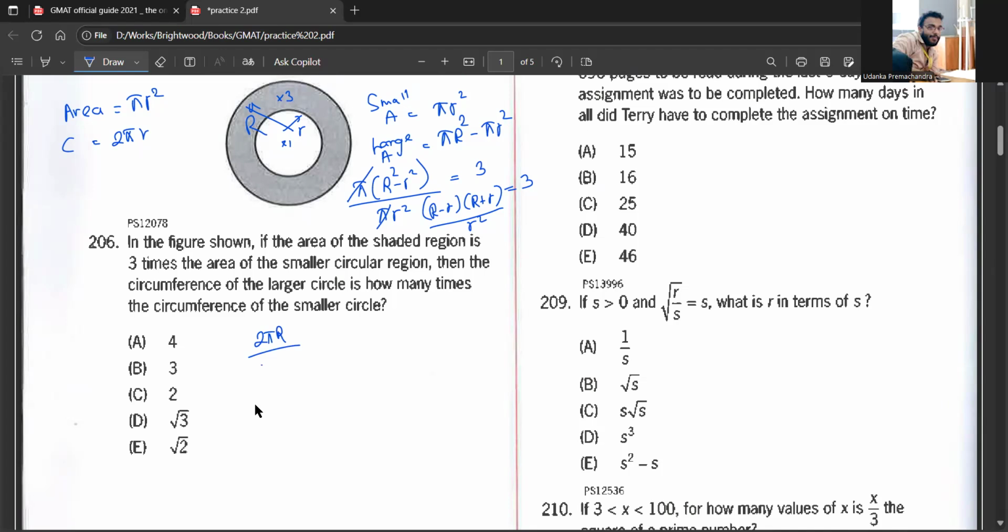The smaller one, 2πr. Now 2π. They are asking how many times the difference of these two is. How to find that one?